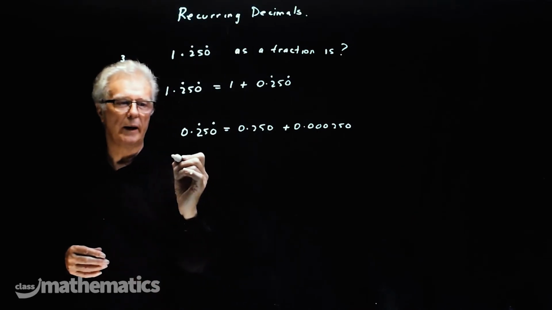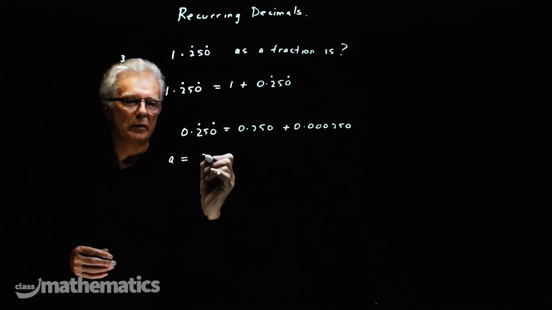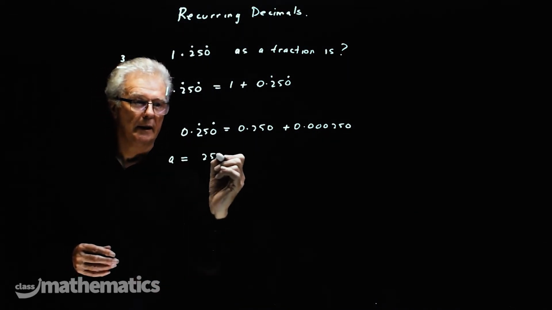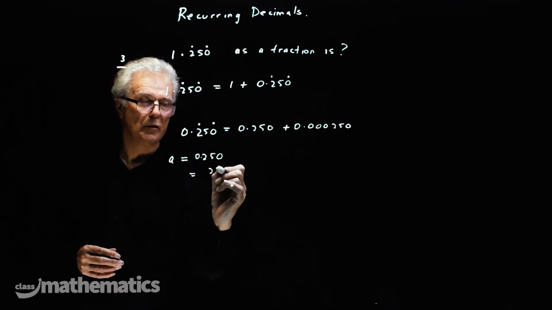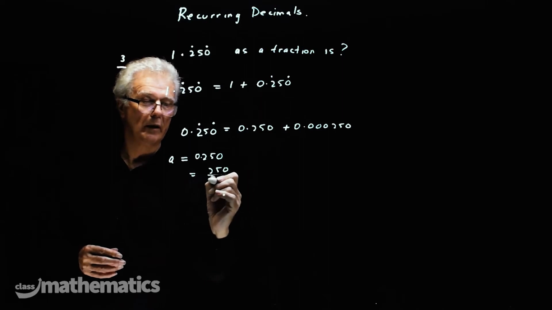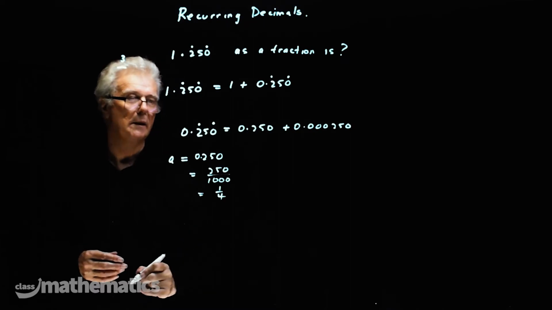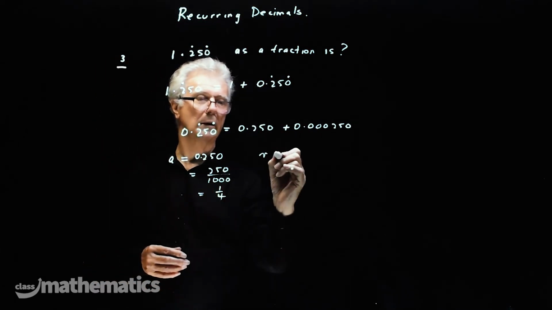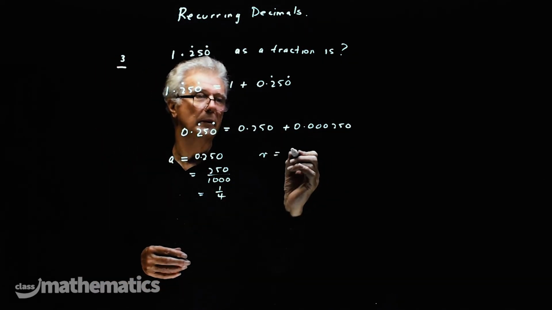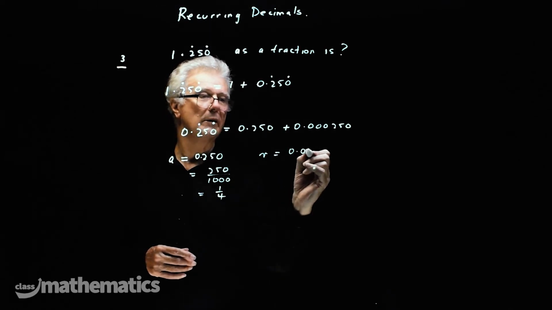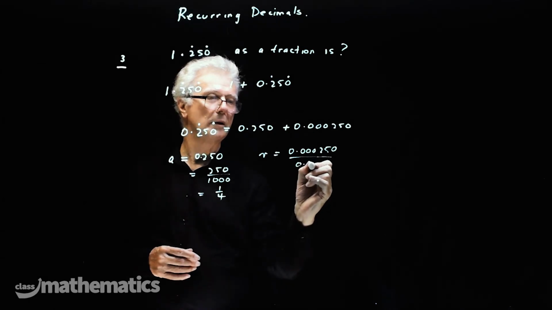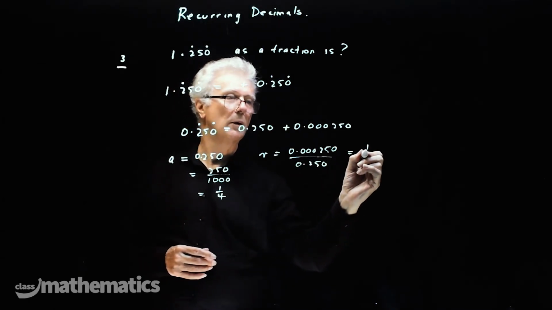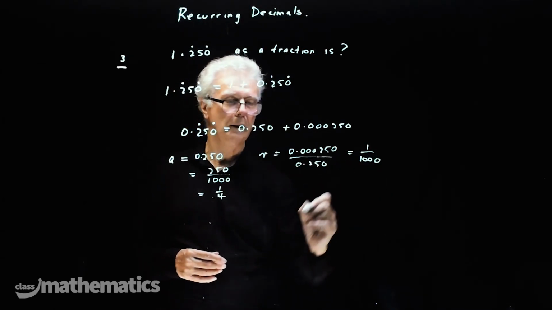Okay, so the first term, A, is equal to 0.250, which is 250 over 1000, which is 1/4. Now the common ratio, you can see that's going to be 1000ths, but we'll do it here. That's 0.000250 over 0.250, which is 1 over 1000.